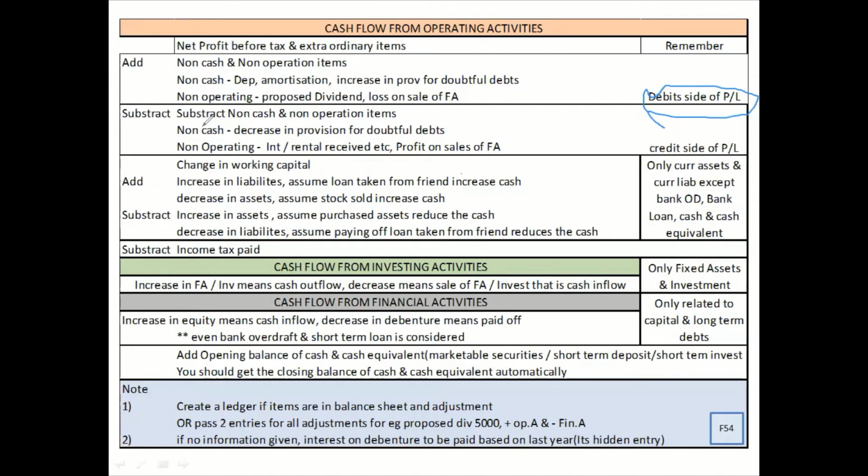Talking about the subtract part, what do you minus it? You minus the credit side, the credit side of P&L account. Again the same thing, credit side of P&L account. What are the things you will see? Look here, there are examples given, okay?